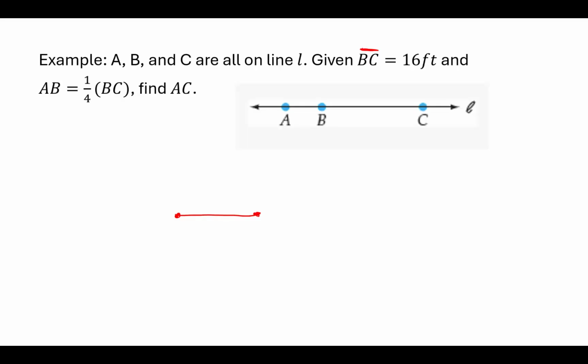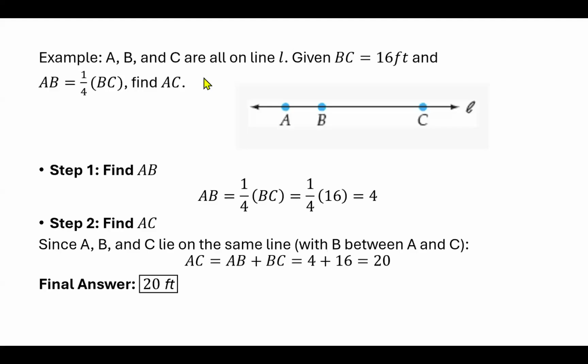Looking at our picture, we have all three points, A, B, and C, on the line L. That L represents the line. And BC is this portion. We want to find the total length. Actually, if I could find AB, that would give me the answer, because to find the total length, all I need to do is add AB plus BC. That gives me the total length from A to C, which is what I'm looking for, find AC.